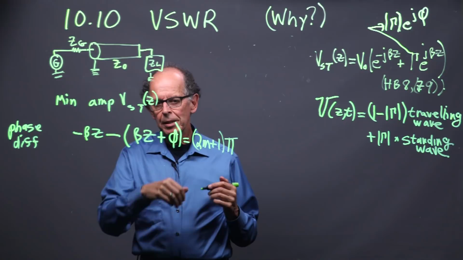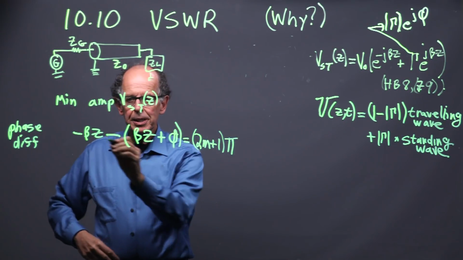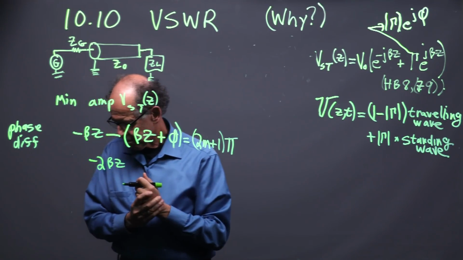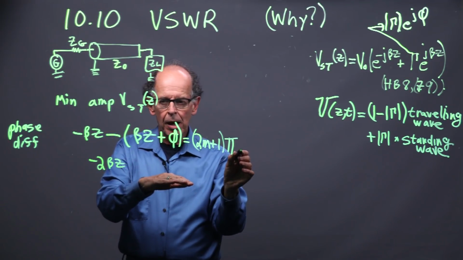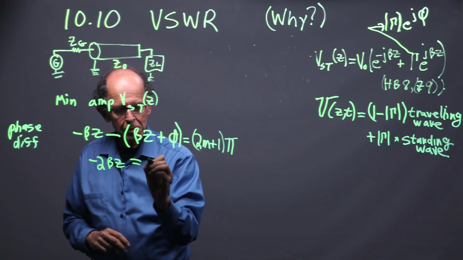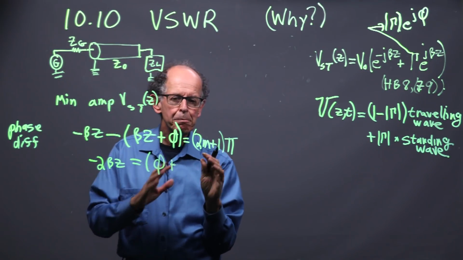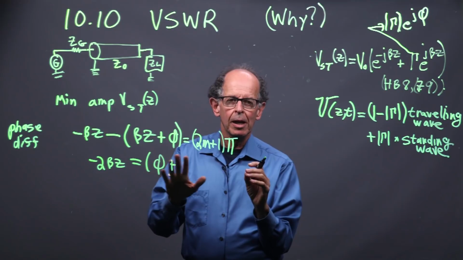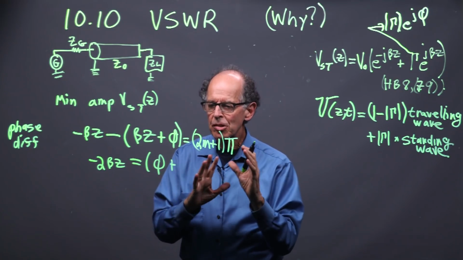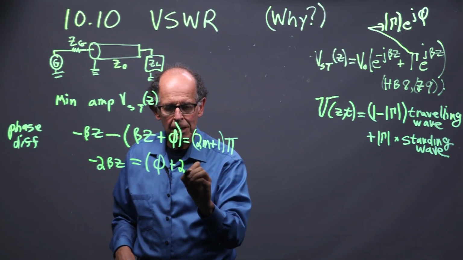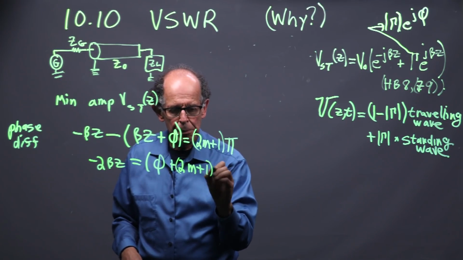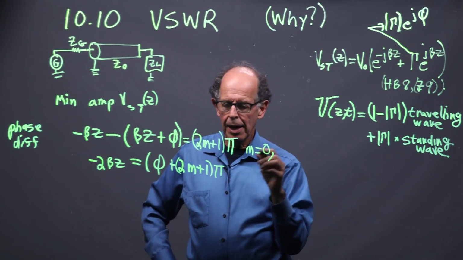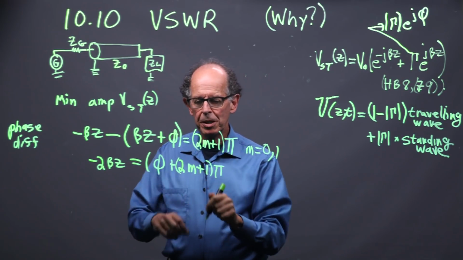So let's see what happens with simple algebra. And we get minus beta z, so that's minus 2 beta z. And let's take the phi to the other side. So then minus 2 beta z is equal to phi plus (2m plus 1) pi. And I'm purposely going slow here so there's no magic, because the book actually just writes it out and says phase difference, but it's nice to see it done and that it does actually work. And m in the book is equal to 0, 1, and so on. So that's going to always be an odd number of pi's.